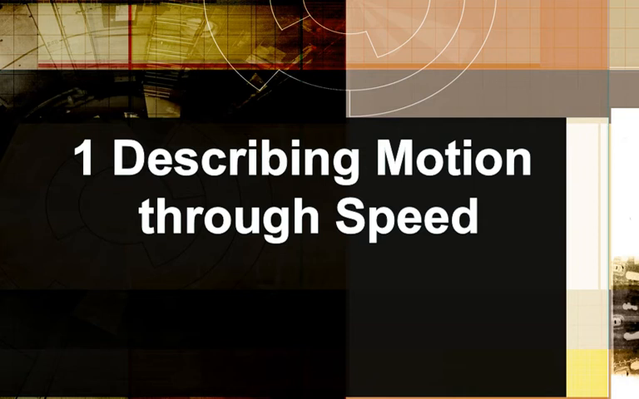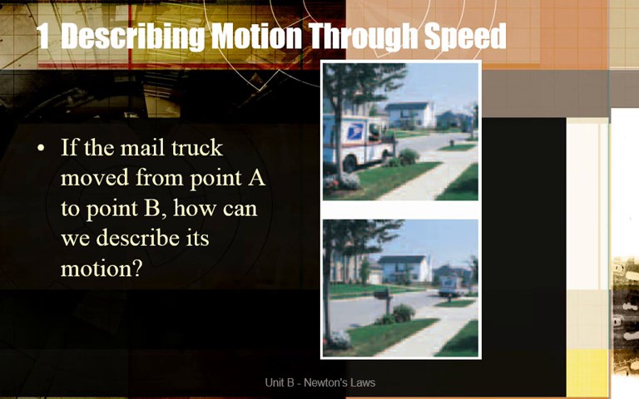This video is going to review describing motion through speed. An important part of describing an object's motion is looking at that object from a reference point. In the picture you see a mail truck that is visiting mailboxes along the road. We can use the position and change in position of the mail truck to try to describe its motion.